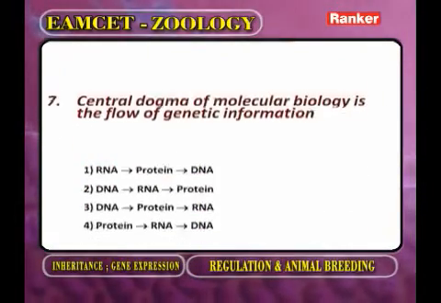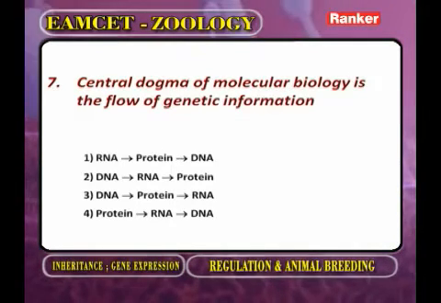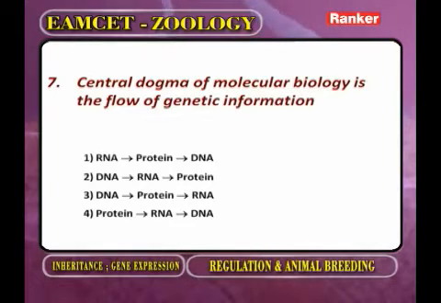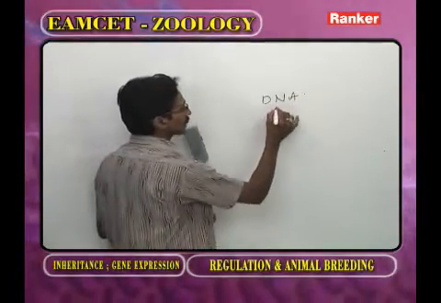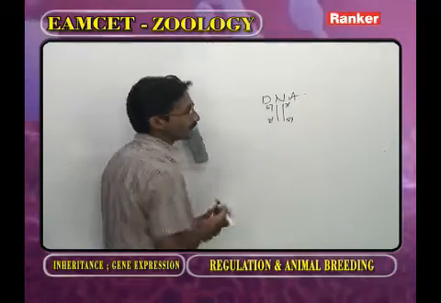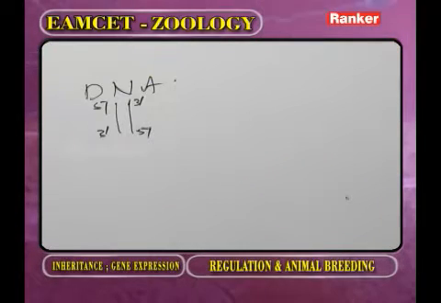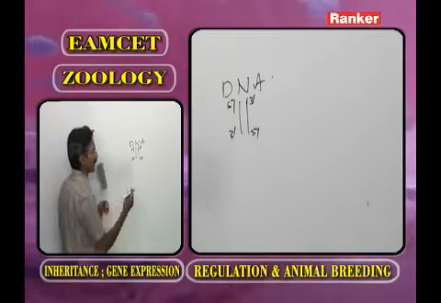Next question. Central dogma of molecular biology is the flow of genetic information. As we observe, the central dogma of molecular biology was explained by Watson and Crick. This is the DNA. In the DNA two strands are present, 5' to 3' and 3' to 5'. Now at the time of synthesis of mRNA, which strand acts as a template?